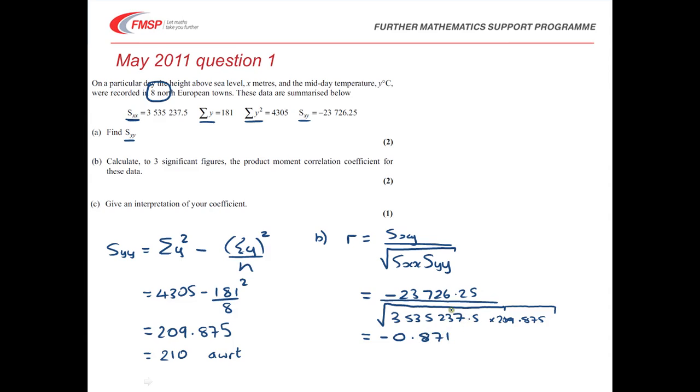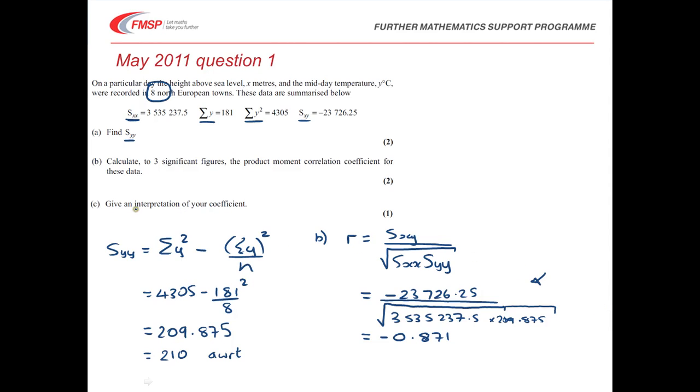So just a few things to note while we're here. There are 2 marks for this. Method mark for putting the right numbers in the right place in the formula, and then of course an accuracy mark for getting the correct answer. Just looking at the answer to this, it's negative, so we can see that it's a negative correlation, and it's quite a strong negative correlation as well, because it's 0.871.